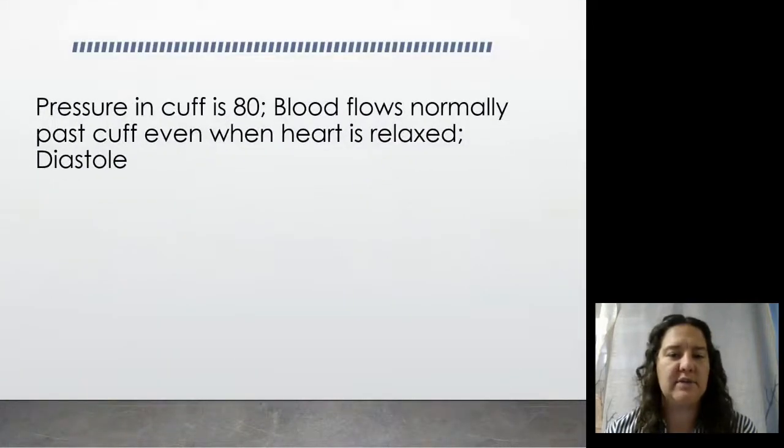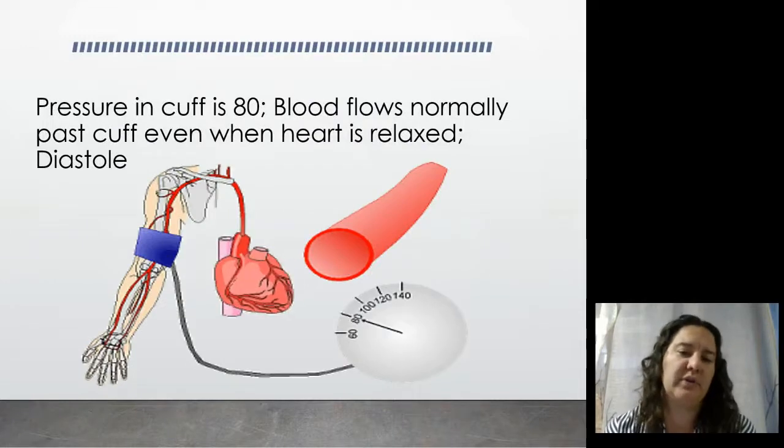As pressure continues to decrease in the blood pressure cuff, blood is going to start to flow normally past the cuff and won't be heard anymore, even when the heart is relaxed. So at that point, we don't hear the flow of blood anymore. We don't hear it pumping past. And so that would be our diastolic blood pressure.